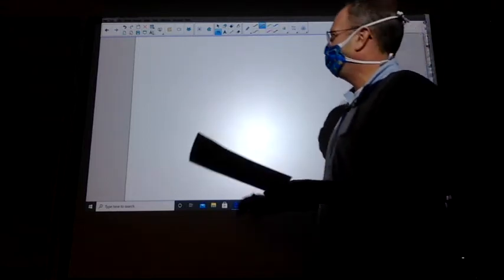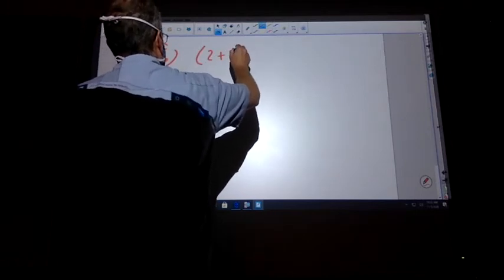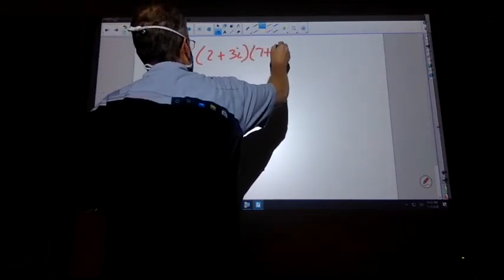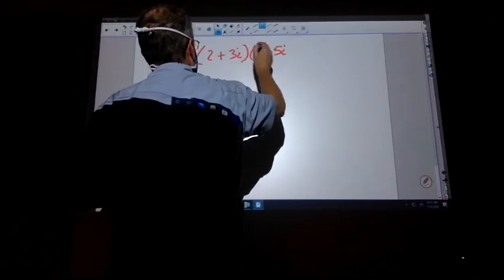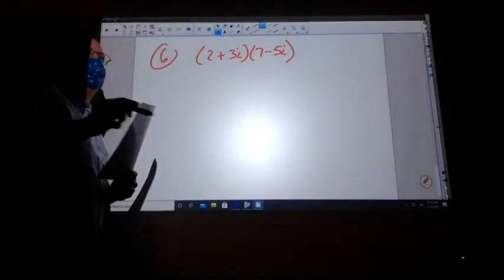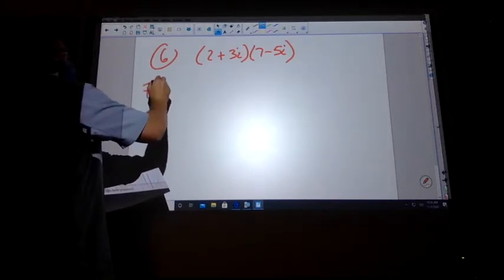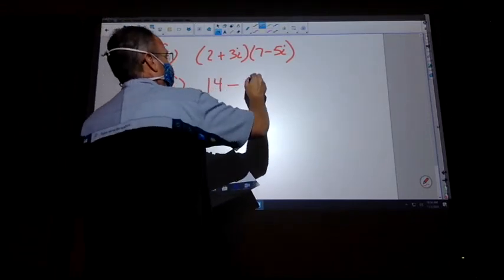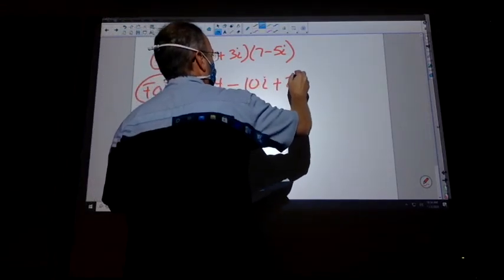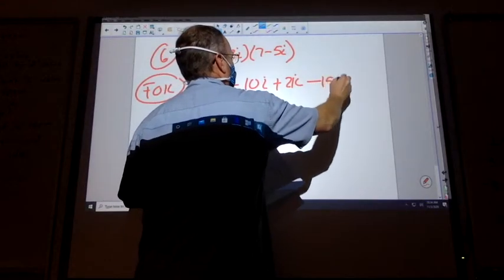Number 6. How would I do this kind of problem? Actually, I'm going to make that a minus there. How do I do this problem? FOIL. I'm multiplying. Treat it the exact same. So I get 14 minus 10i plus 21i minus 15i squared.